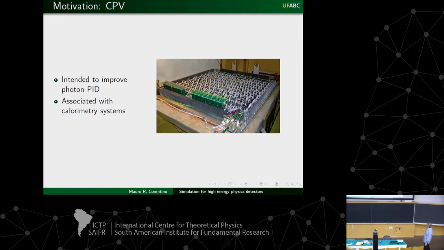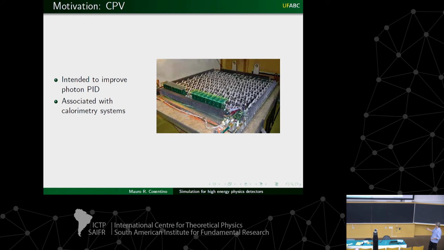And CPV intends to improve photon PID. Normally, this is what they want. And it's normally associated with a calorimetry system, right? So you do the calorimetry to detect the photons, and then you have to have something else in front of it so that you know that the signal that you're looking at is not actually an electron or something else.